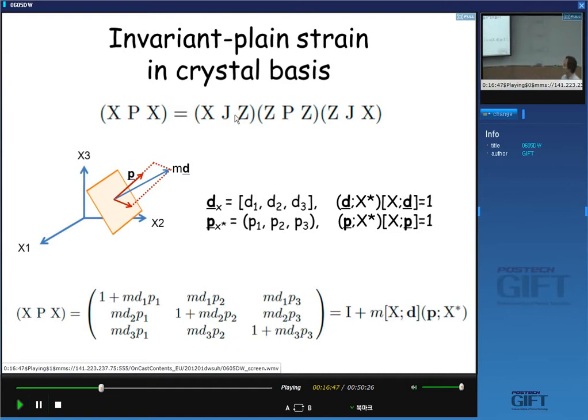And with some very complicated manipulation, if the unit vector describing the displacement is given by D1, D2, D3 in the crystallographic basis, and the plane normal of the invariant plane is given by P1, P2, P3, then the deformation matrix of the invariant plane strain defined in the crystallographic basis is given by this one. And when we take the vector form, it can be written in this very simplified form.